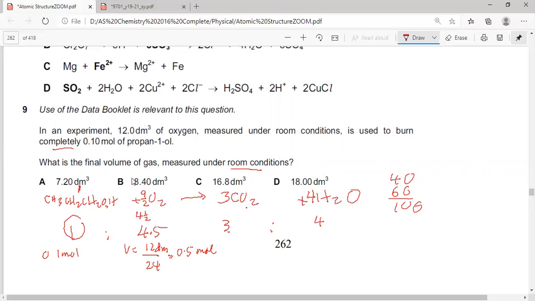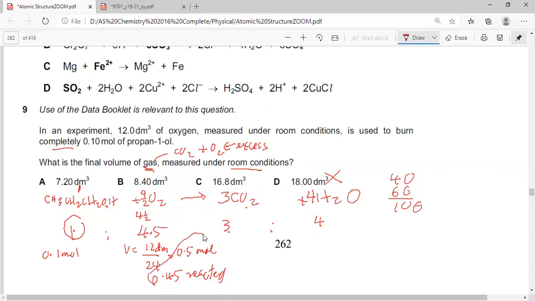They ask you what's the final volume of gas. It means the gas will be your carbon dioxide. Water doesn't count because it's liquid already, plus any excess oxygen left behind, unburnt. So 1 mole reacts with 4.5 moles, 0.1 mole reacts with how many moles? 0.45 moles reacted.